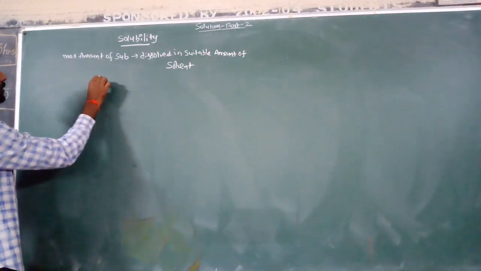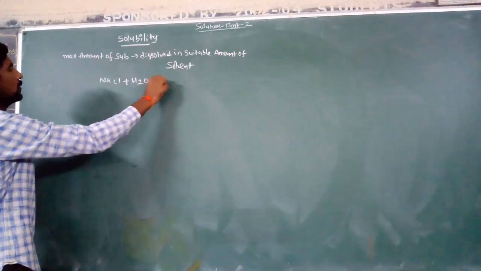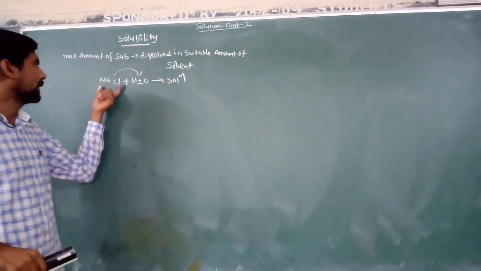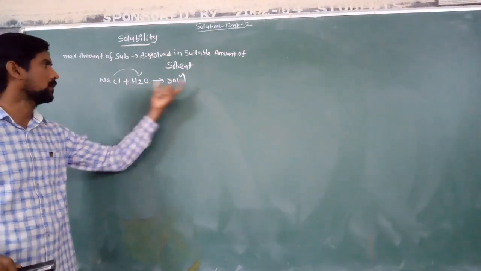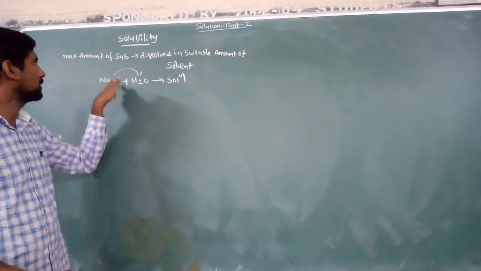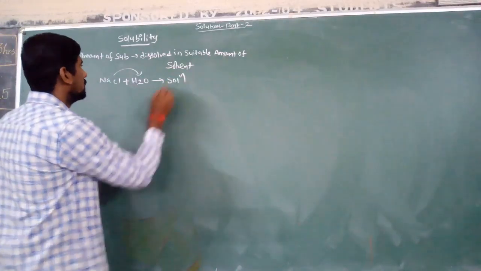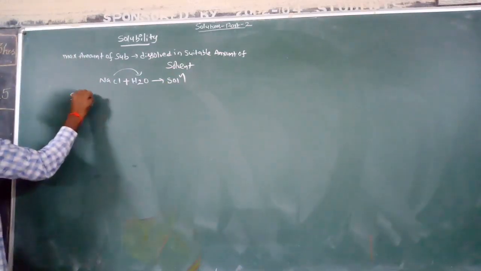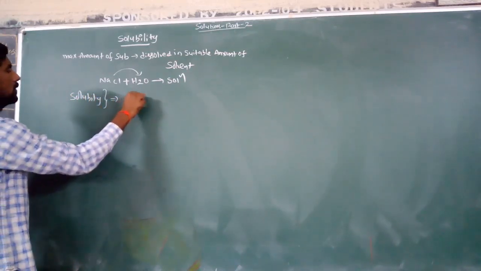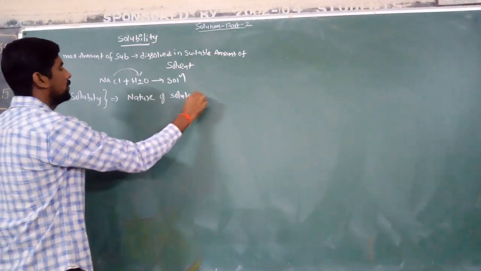For example, you know that when sodium chloride, salt, is dissolved in water, we get a NaCl solution. So it is the maximum amount of substance that can be dissolved in a suitable amount of solvent. The solubility depends upon the nature of solute and solvent.